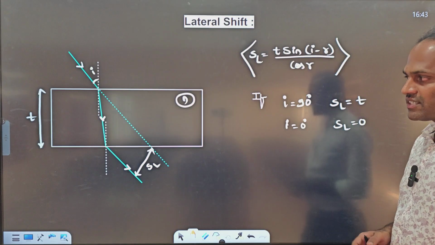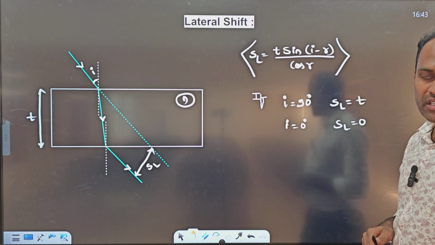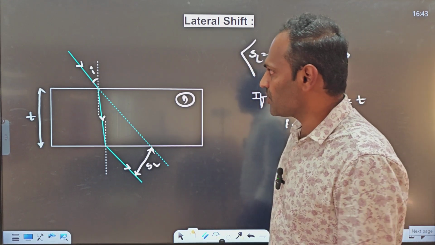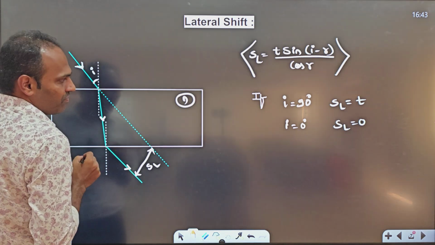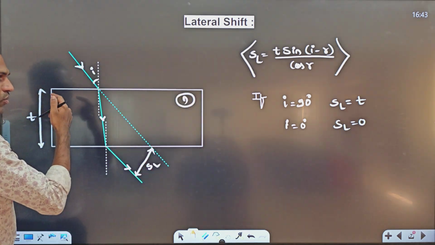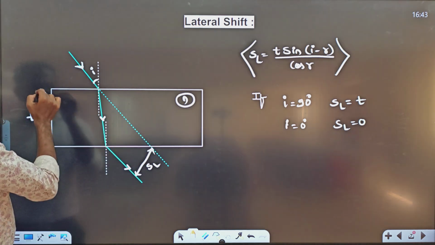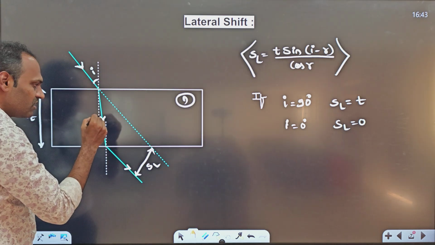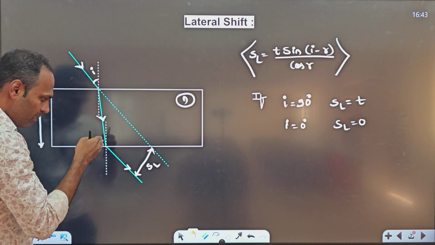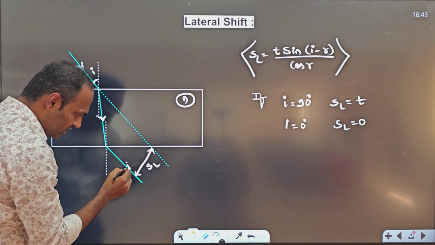Lateral shift, what is it? It is the sideward displacement of the light ray. Okay, what is sideward displacement? See, actually the light ray was coming here, in this direction. Here we have kept a parallel-sided glass slab, whose refractive index is n and thickness is t. So the light ray will come in this direction, it will get refracted and come here, again it will get refracted and go in this direction.